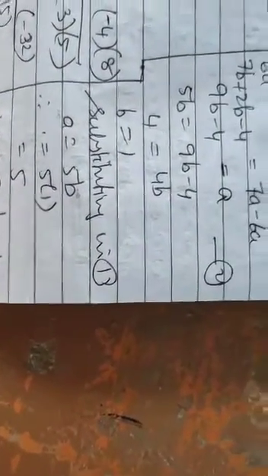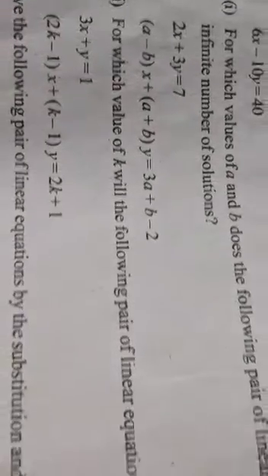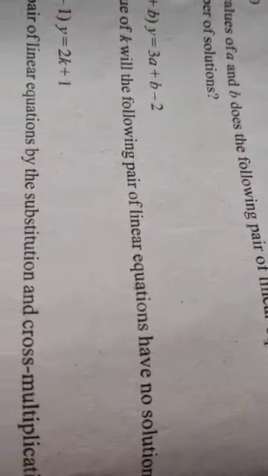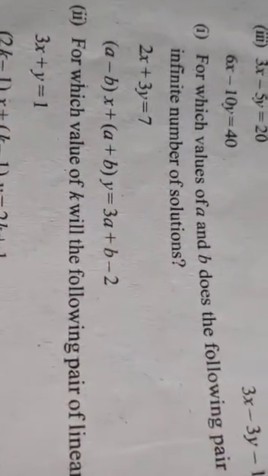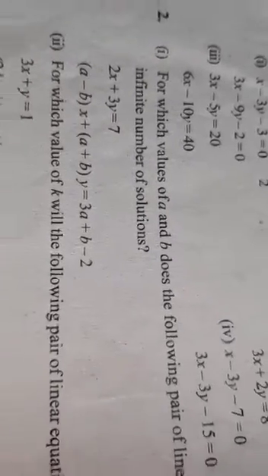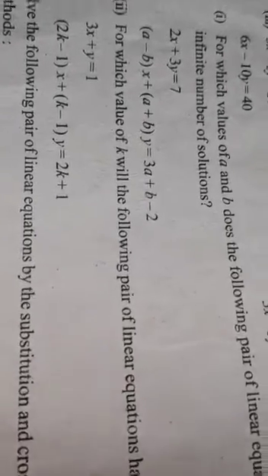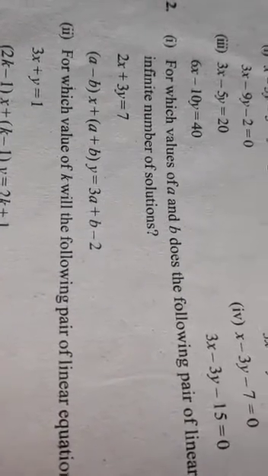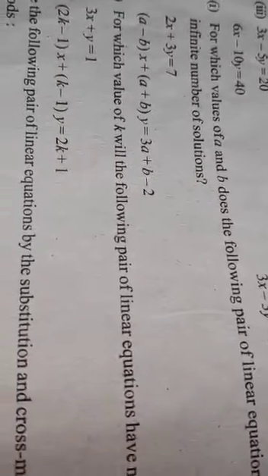Clear? Now we take up the second sum in the same section. For which value of k, see this time k is unknown. So the second equation is having k over there. For which value of k will the linear pair have no solution? Now what is the condition for no solution? Remember? For no solution, what is necessary? a1 upon a2 equal to b1 upon b2 but not equal to c1 upon c2. That is the condition. So let us take up this equation now.